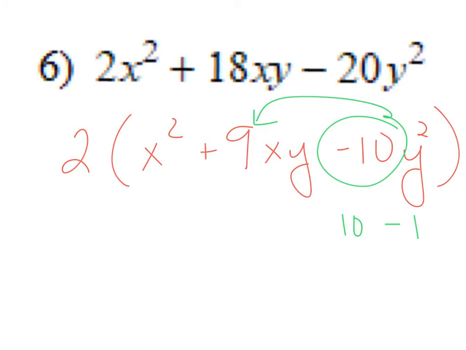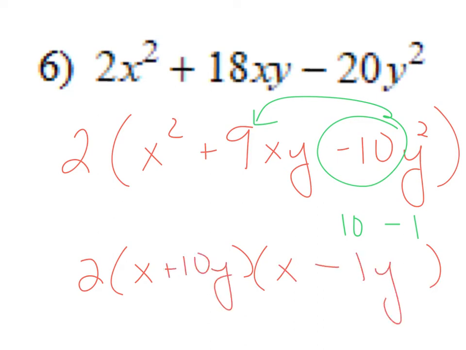So I'm going to keep my GCF of a 2 out front. X squared is going to break down to x and x. I have a plus 10y and a minus 1y.